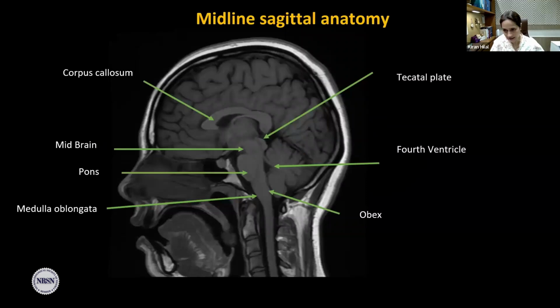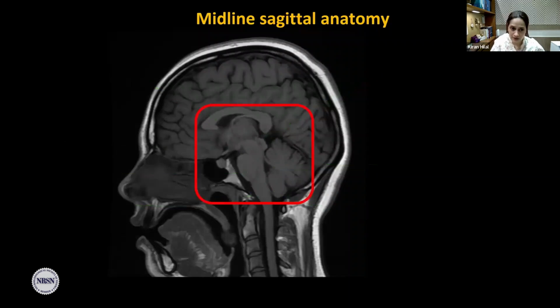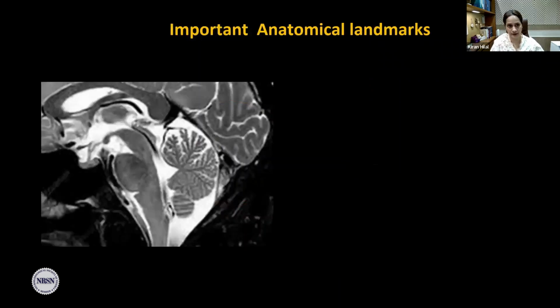For all the residents and fellows who are with us, have a quick review of the mid-sagittal anatomy. We know we have the corpus callosum, the tectal plate, the brain stem, pons, medulla, obex, which is the exit point of the fourth ventricle CSF flow, and we have the fourth ventricle. This is what the mid-sagittal anatomy looks like. If we further focus on this area, which includes the brainstem, the posterior cranial fossa and the corpus callosum, just look carefully. What are the important landmarks?